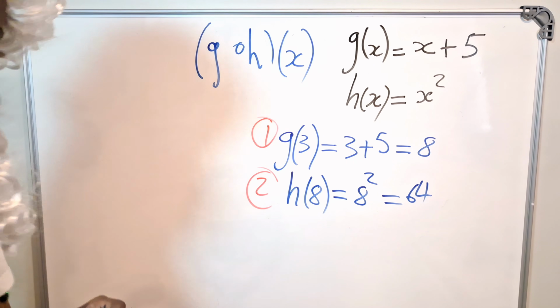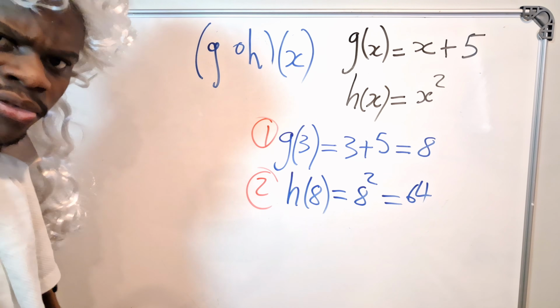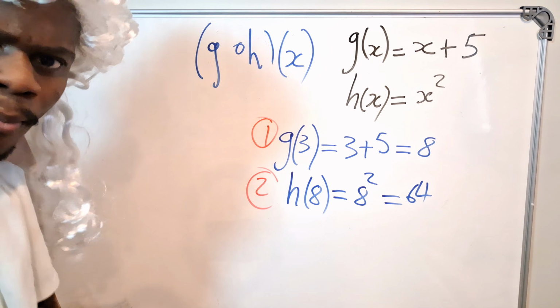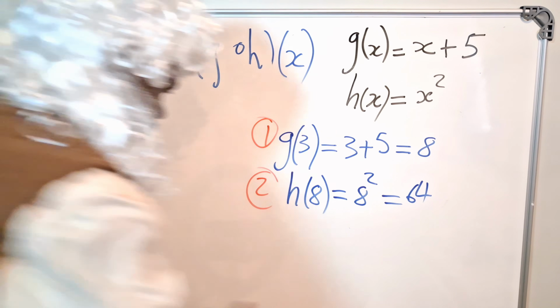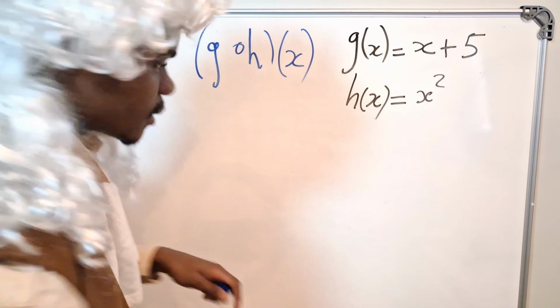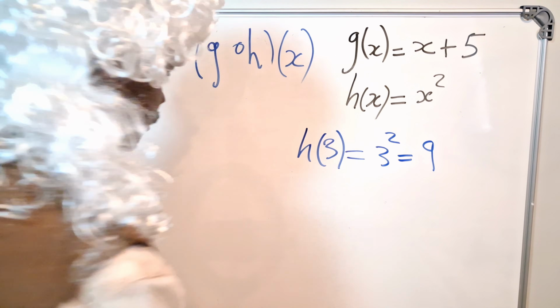But now this raises a good question. If we switched around like this, would we still get the answer 64? Or would we get a different answer? In other words, does order matter? Let's try it and see. So first h of x. Now we're going to do g of x.